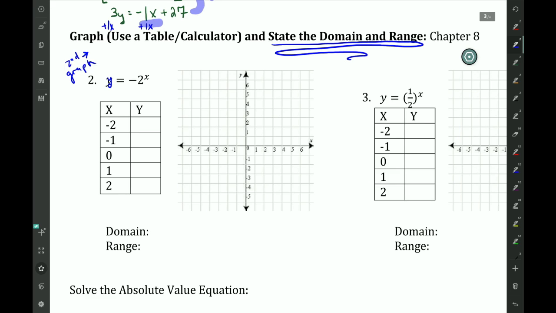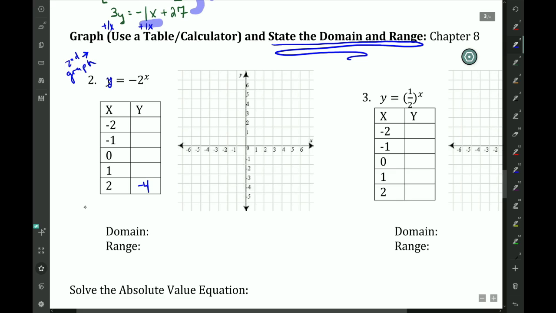So if you navigate your table, you have negative 2 and it's going to negative 4. You have negative 1 and it's going to negative 2. 0 is going to negative 1. Positive 1 is going to negative 1/2 or 0.5. And then negative 0.25. If you're not sure how to find this, make sure you ask a classmate or ask me. So just ask.